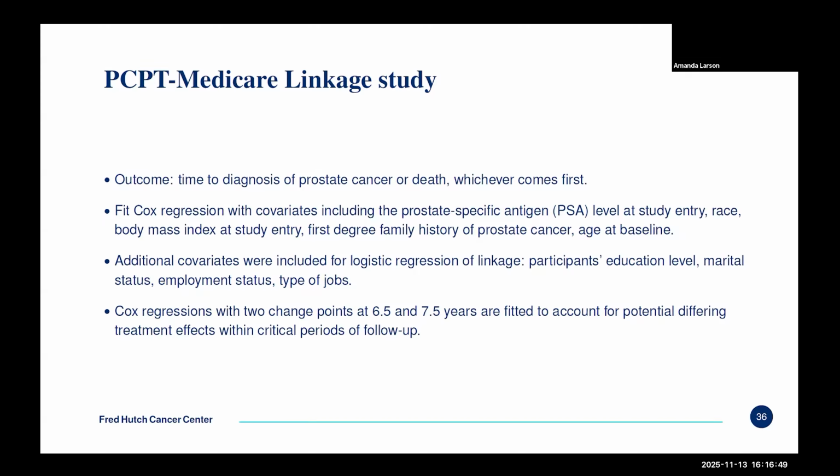We considered additional covariates for logistic regression to model the linkage, especially education level, which may affect the willingness of participants to link. And we added two change points at 6.5 and 7.5, which is when the end-of-study biopsy happened. During this period we see a steep increment in the cumulative incidence, but then it goes back down. So that's why we added two change points.